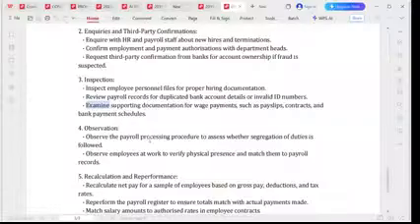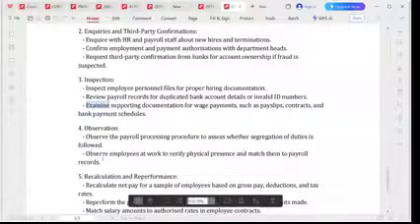Observation: observe the payroll processing procedure. Remember, with observation you're looking at people in action. There's a difference from inspection, where things are stagnant and you're basically checking records. But with observation, you're looking at things happening. So we have a payroll department. Just go and hang around them there, as an auditor, to see what happens. Are there segregation of duties? Observe employees at work to verify physical presence and match them to payroll records.